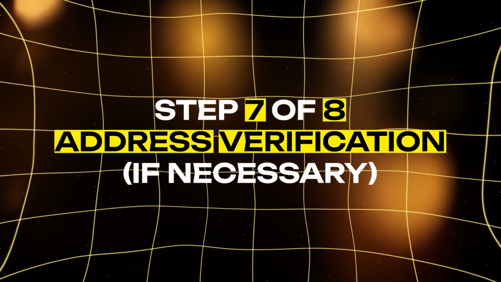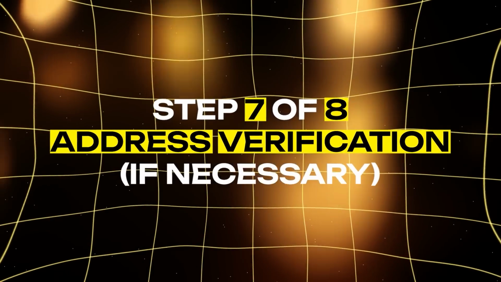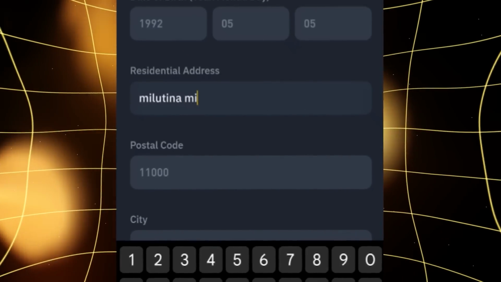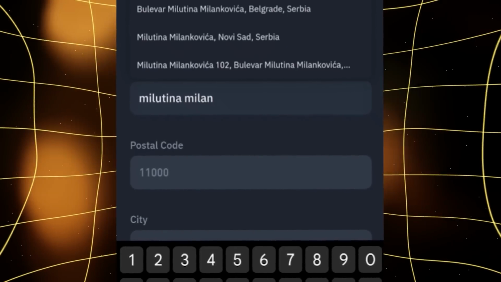Step 7. Address verification, if necessary. For some verification levels, address verification may be required. It must match what you provided in Step 4. If the app asks you for this, it doesn't mean it doesn't trust you. It just wants to be cautious.